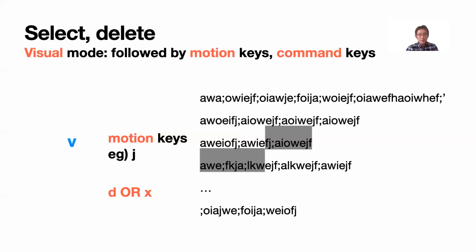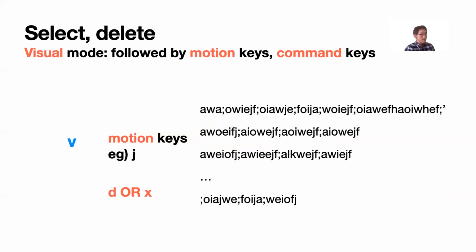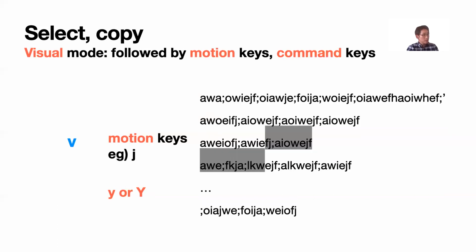If you select something and then do X, it will delete them. Yeah, pretty simple, right? Not much different. Delete them and copy them. You can also select by V and the motion keys, and then you can copy them by Y. And then what was the paste key? P. So you select them, press Y, and then press P. Then it will copy the selected letters and paste them.